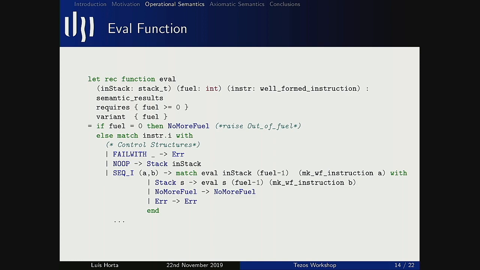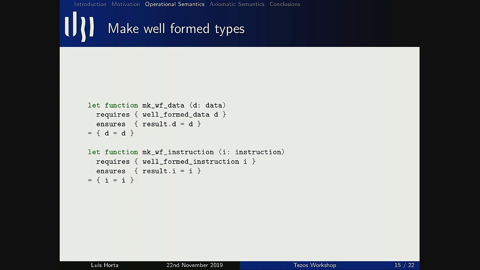Again, we had to make some auxiliary functions, such as make well-formed data and make well-formed instruction, so that we could have an invariant on the type, so that we could make sure that every time we have a well-formed instruction, a record instruction, it's always well-formed. It's just a record with just one thing in it.